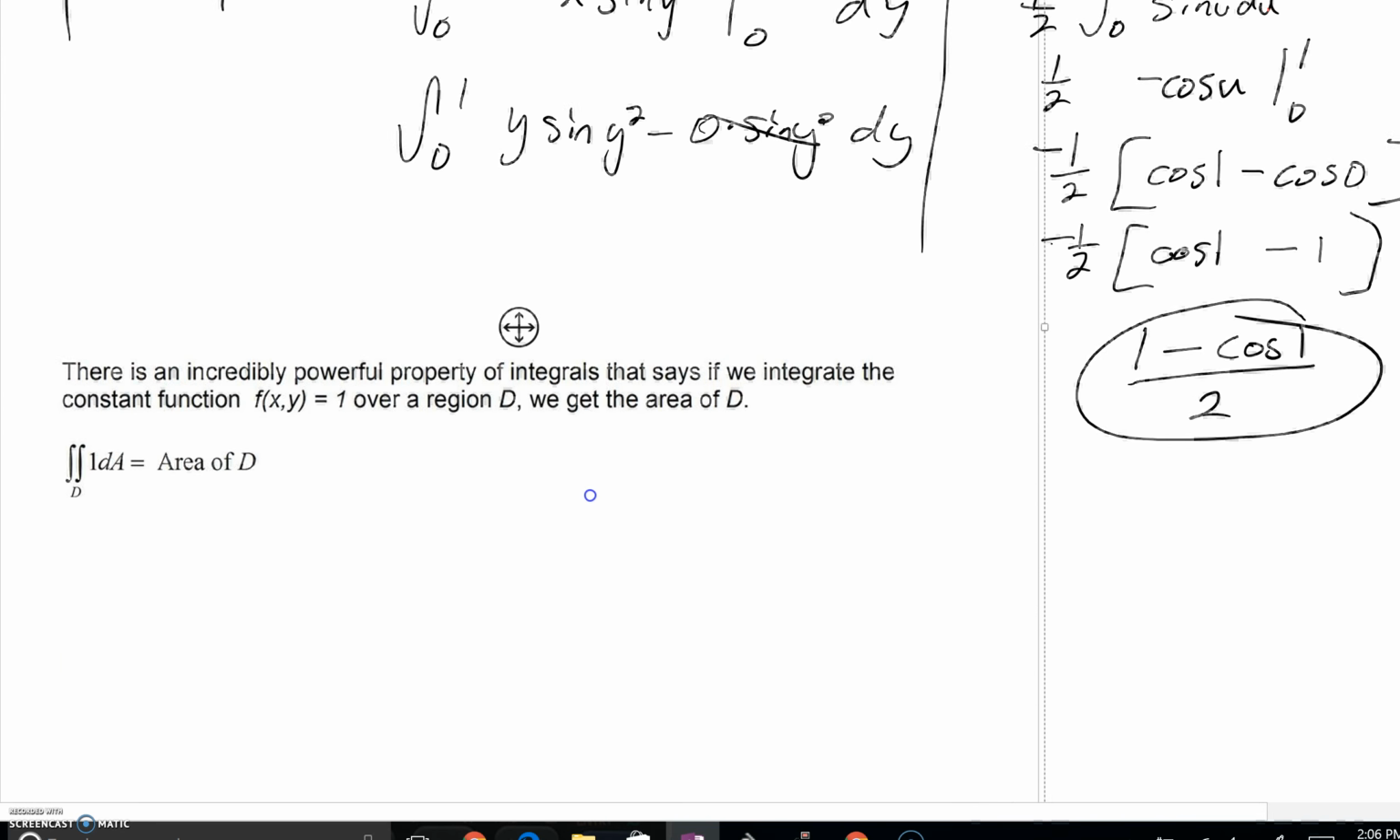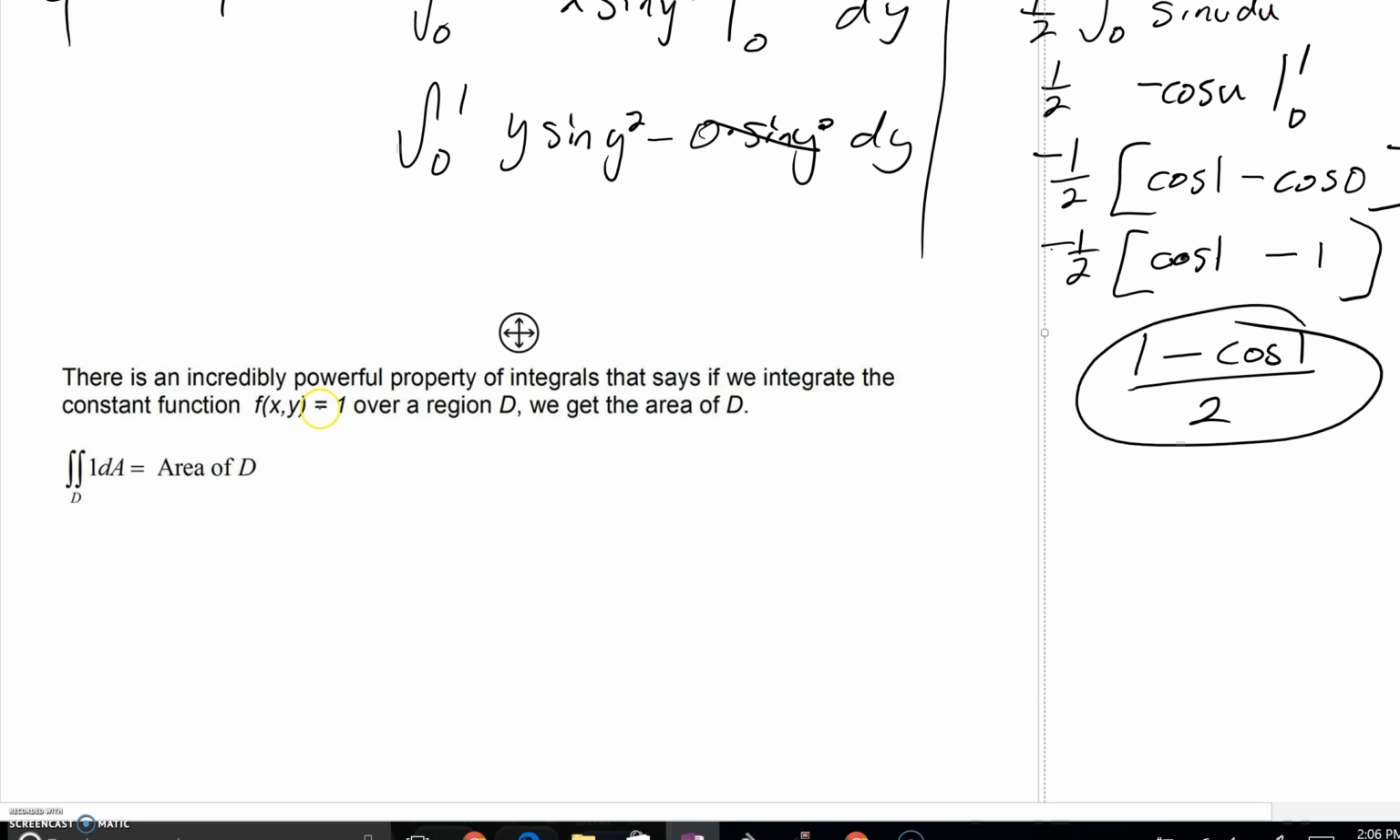One final part of the lesson. There's an incredibly powerful property of integrals that says if we integrate the constant function of z equals 1 over a region D, we simply get the area of that region D. And that can really make some problems that we even saw last year in Calculus BC way, way simpler. And that's the end of our lesson.